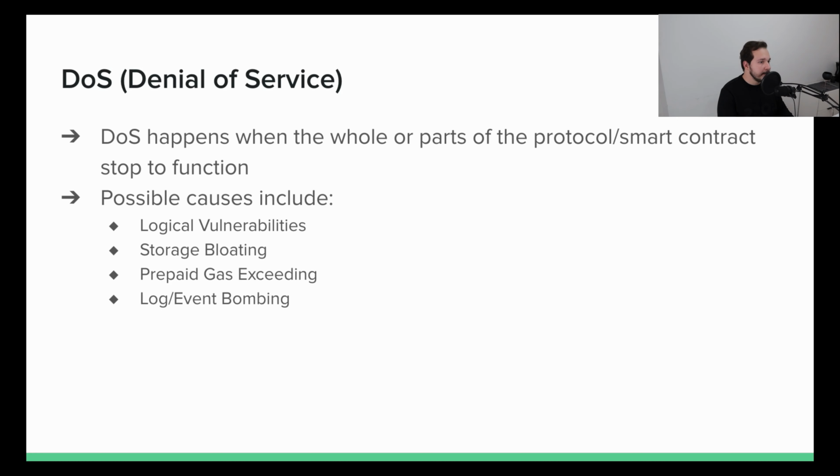Alright, so let's begin. Denial of service happens when the whole or parts of the protocol stop functioning. It means that if we have a smart contract and because of a certain bug, our whole smart contract stops functioning, or some crucial functionality stops functioning, such as withdrawing funds, depositing funds, or something else, depending on the logic of our smart contracts. And there are some possible causes such as logical vulnerabilities, like in case of NEAR, storage bloating, prepaid gas exceeding, log event bombing.